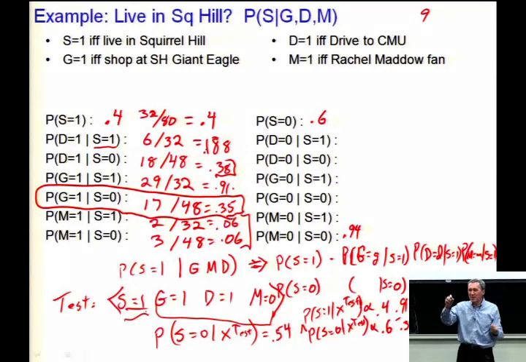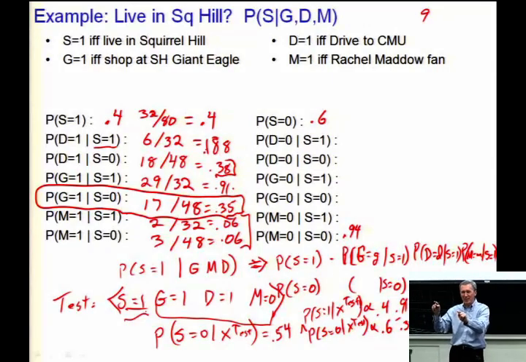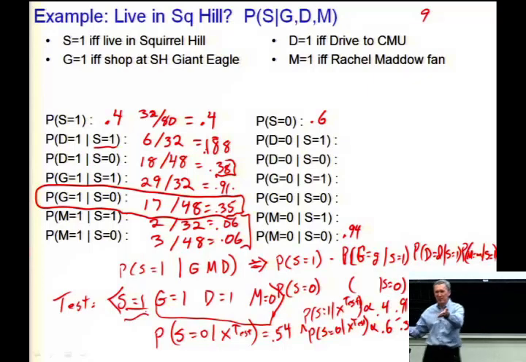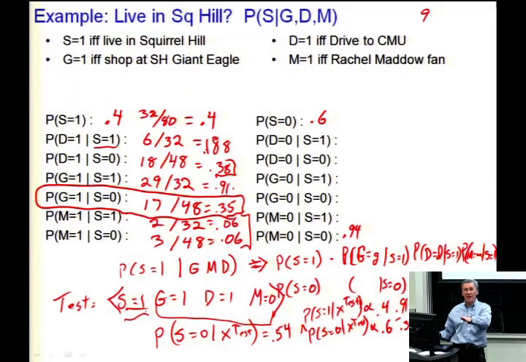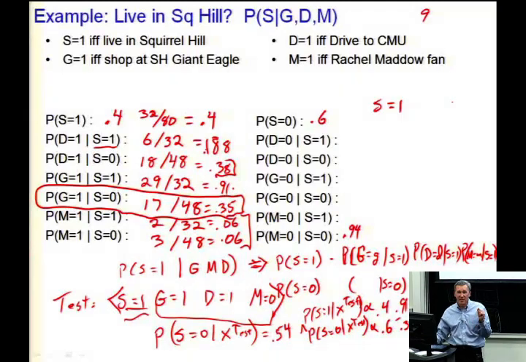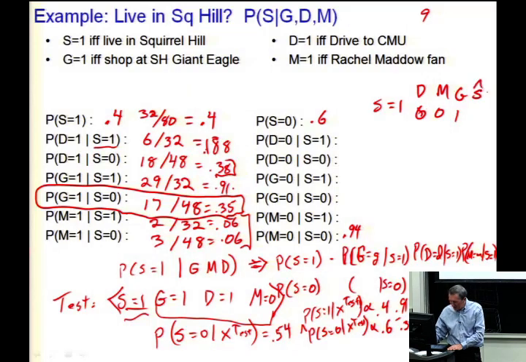So let's just quickly go. Give us your true value and your predicted value. Do you live in Squirrel Hill? S is 1. And the prediction is? And your variables are D is 1, D is 0, and M is 0. Okay. D, M, and G are... G is 1, M is 0, D is 0. Yes. And your prediction? We don't know it yet.